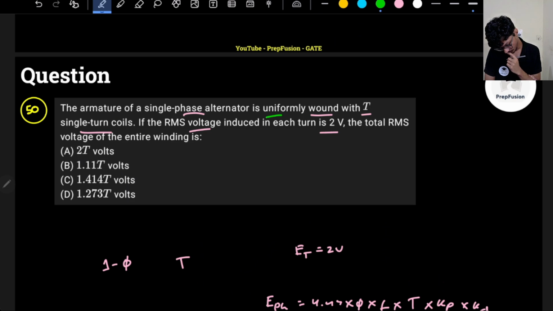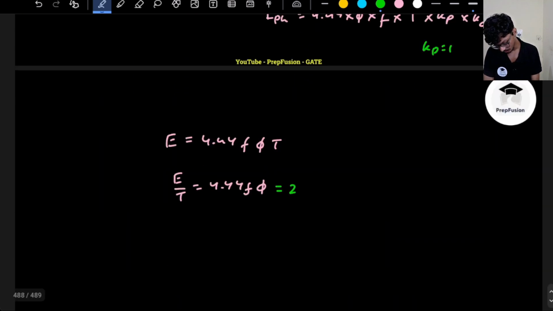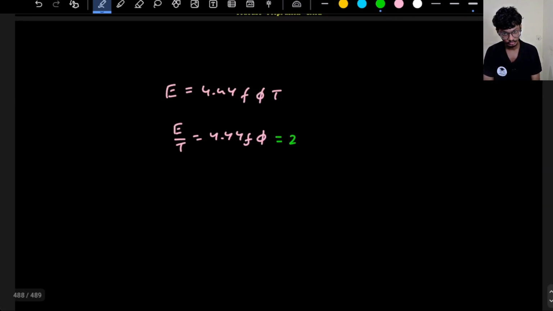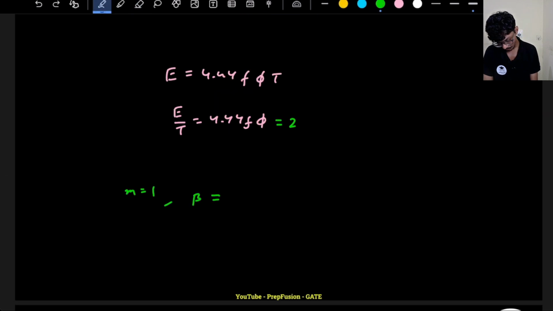If it is uniformly wound and it's a single phase turn, then what will be your phase spread, right? If it's uniformly wound, that means your m will be 1. What will be beta? Beta will be 180 divided by slots per pole.